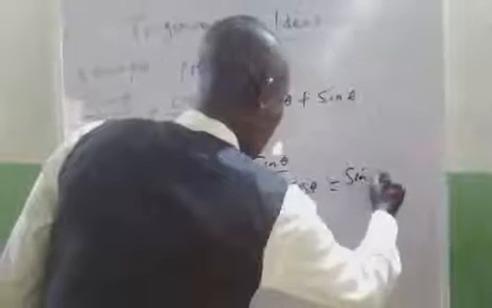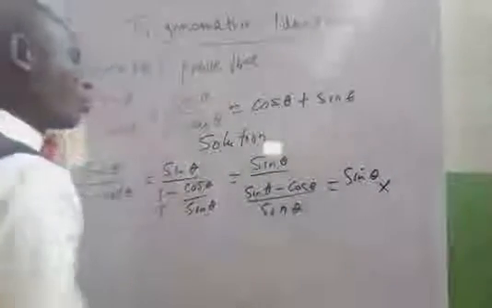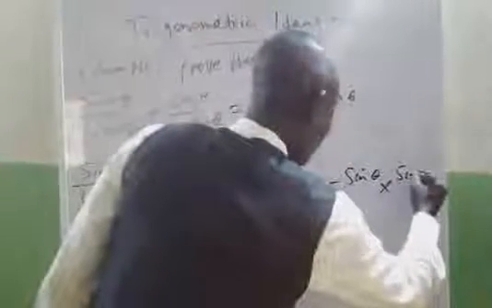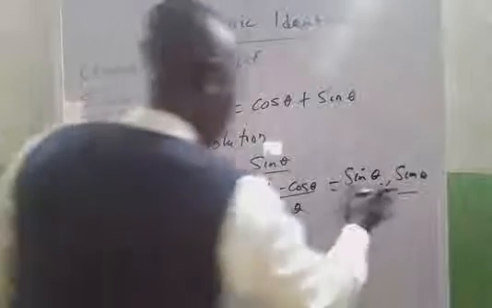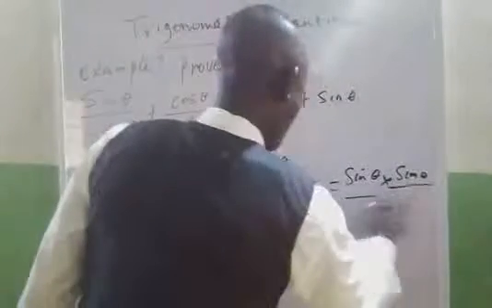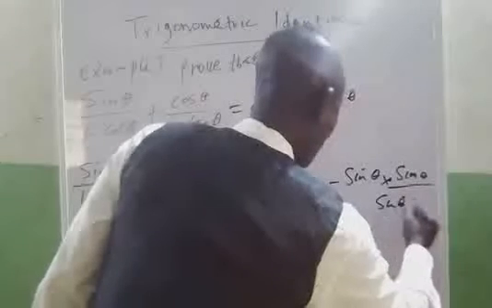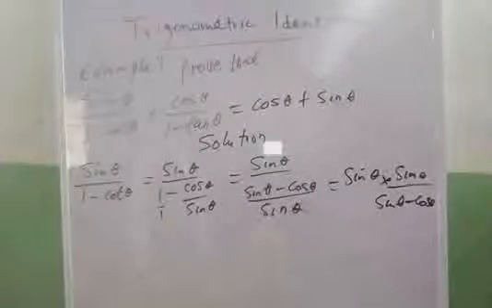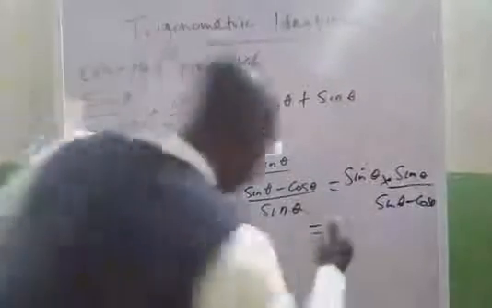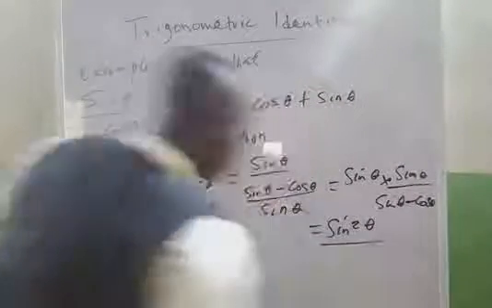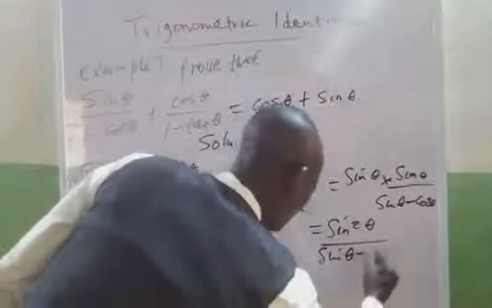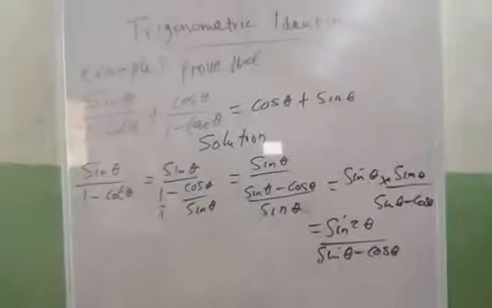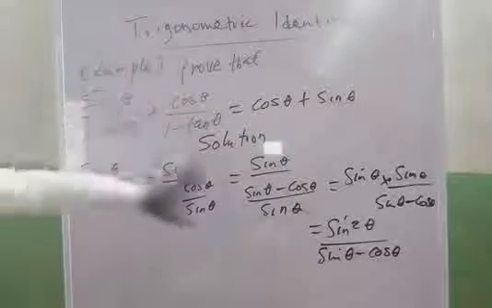So you now have sin theta, using division, times sin theta over sin theta minus cos theta. So our final answer here will be equal to sin squared theta over sin theta minus cos theta. So that's for the first part. We'll get this answer for the first part.